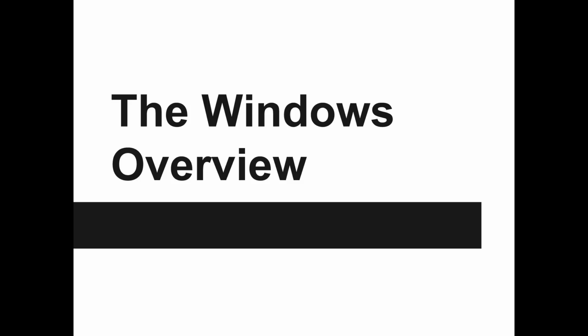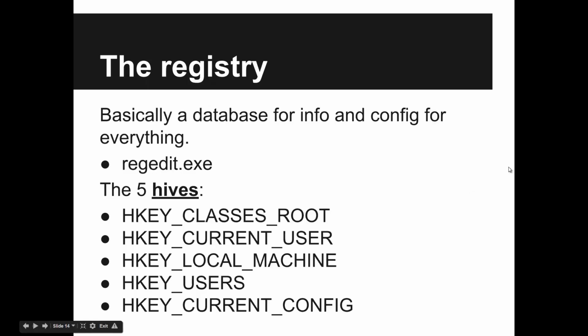So let's dive into an overview of the Windows Registry. So the registry is essentially a database for information, settings, and configurations for everything. You can edit it with regedit.exe, and the 5 core areas of it are called hives. The HKEY classes root, current user, local machine, users, and current config are the 5 top level hives.